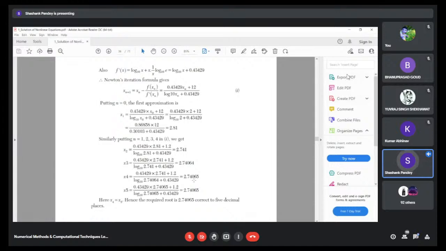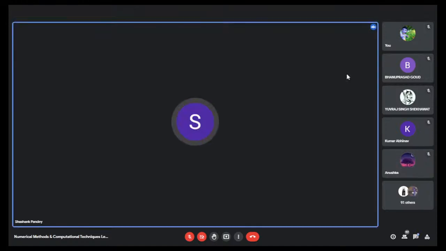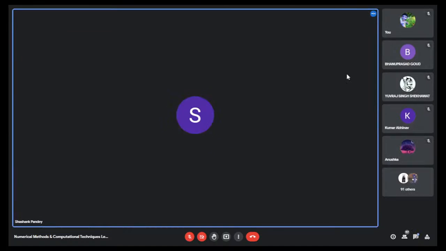We see that the value of the function at the fourth and fifth iterations are equal, and from here we conclude that we have reached our desired accuracy, and the correct value is 2.74065. On similar lines we can move to further problems.